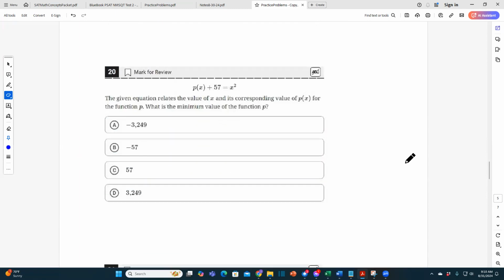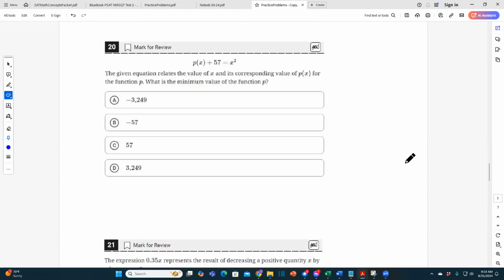All right, this one here, P of x plus 57 equals x squared. The given equation relates the value of x and corresponding value of P of x for the function P. What is the minimum value of function P? Normally for a function, we have the function notation by itself, so I'm going to rearrange that. They do that to kind of trick you a little bit, so just put it back to how it normally would be. P of x equals x squared minus 57.